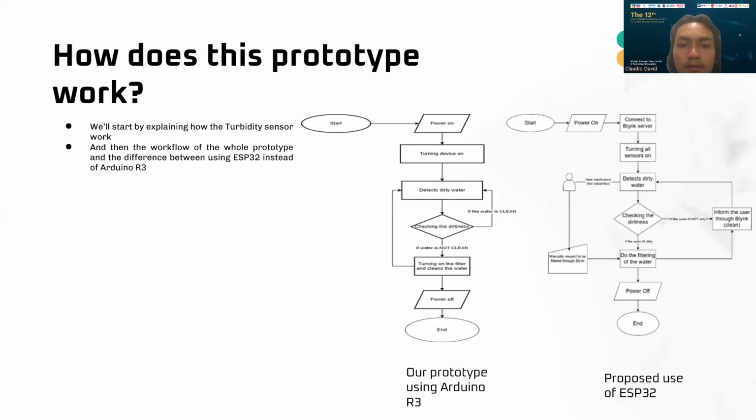Then it will conduct its detection of the dirty water around the surface of the water. By checking the dirtiness level, it will determine whether it's clean or not clean. If it's clean, it will detect the dirty water again, then come down to the checking process, and it will end there.